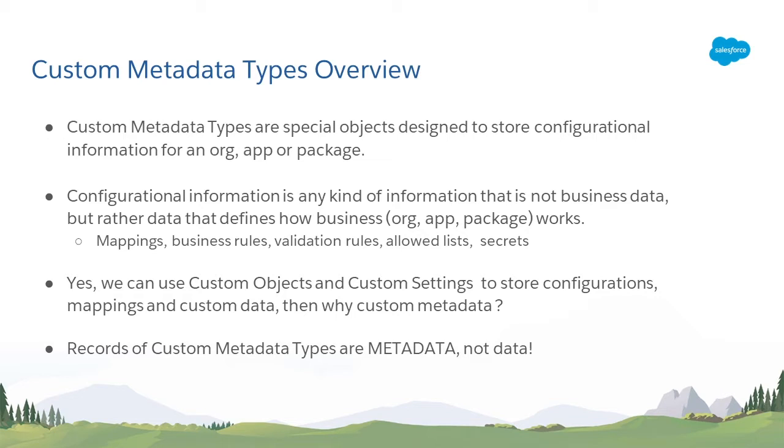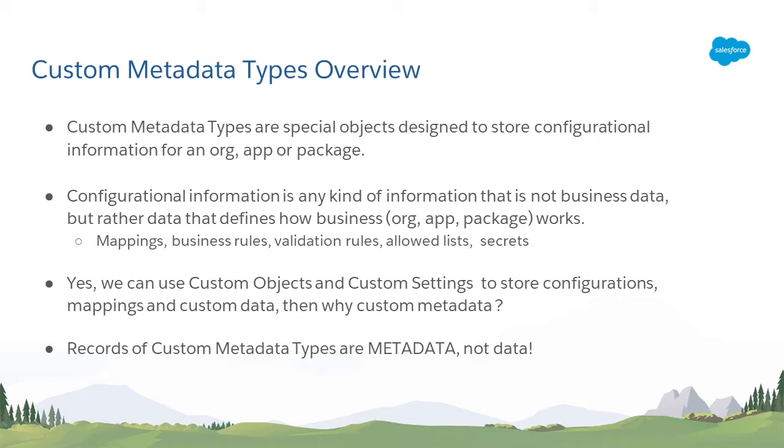Now, a customer might say, we can use custom objects or custom settings to store this information. Or in fact, we are already using them. Then why should we use custom metadata types and go through the effort of migrating? Well, custom settings are nothing but custom objects and hence behave like them, which means that their records are data. But like Salesforce standard metadata types, custom metadata types are metadata built by our customers and their records are metadata, which means, like any other metadata type, you can easily move them between environments and still be able to preserve their records that store app configurations and mappings.